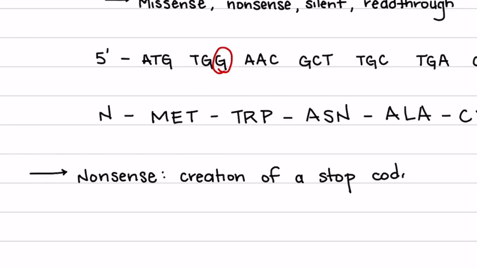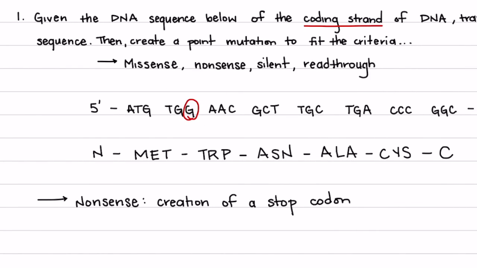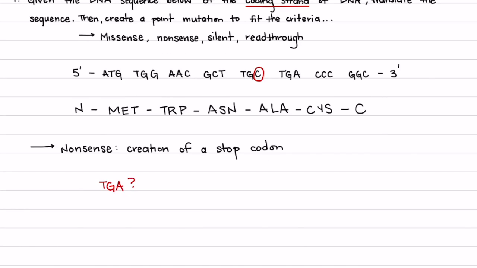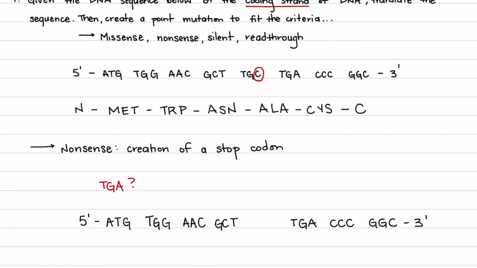What about a nonsense mutation? A nonsense point mutation is going to create a stop codon. So what if I go 1, 2, 3, 4, 5 codons down and change that TGC to a TGA? What happens then? Well, as we translate our amino acid sequence, we'll see that there's early termination of the codons, and we end up with a stop codon where there used to be a cysteine residue. So we're going to go ahead and write that out as well. So we can see that a nonsense mutation is going to create that stop codon.